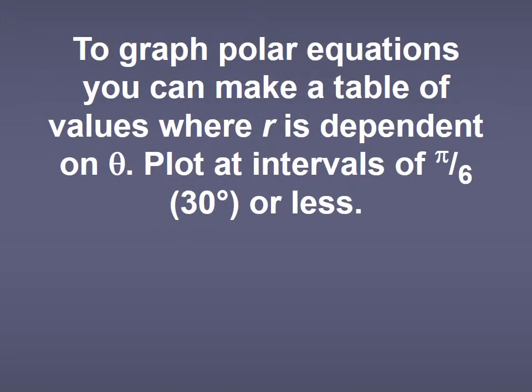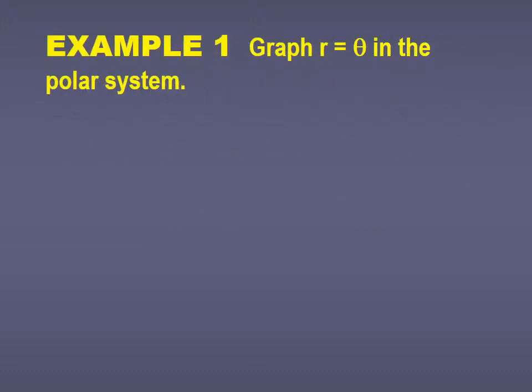To graph polar equations, you can make a table of values, the same table on your calculator that you use for the rectangular coordinate system. So r is dependent on theta. And we want to test values in intervals of pi over 6. So example 1, let's graph r equals theta.